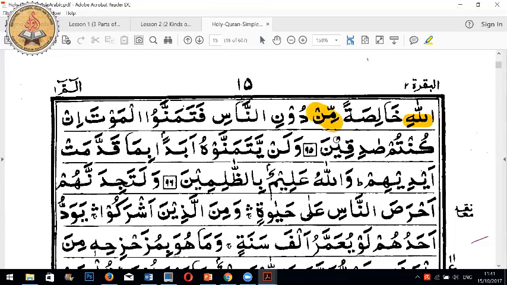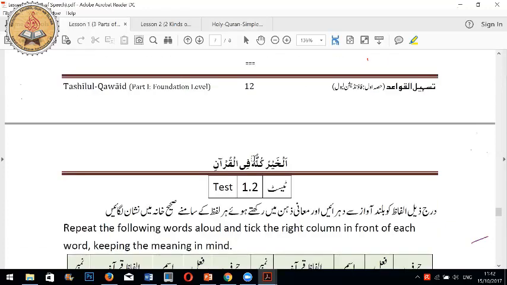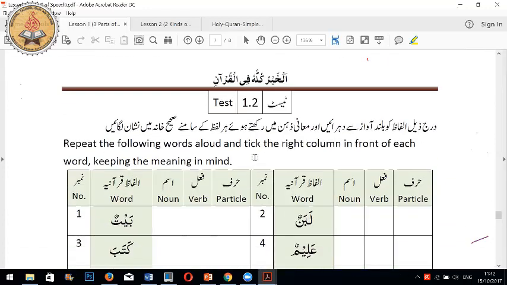Min, harf. And then wa, harf. Bima, bi, yes, harf. After lesson number 2, you will learn quickly and recognize quickly about these things. So without much further ado, we come to 1.2 now.